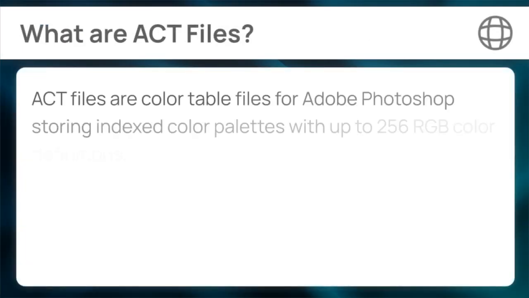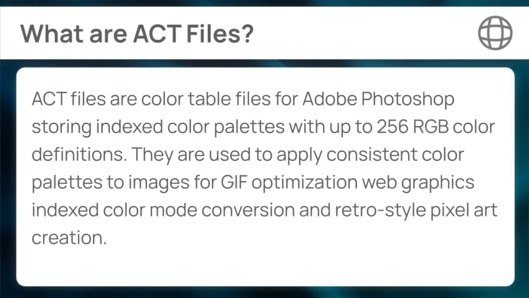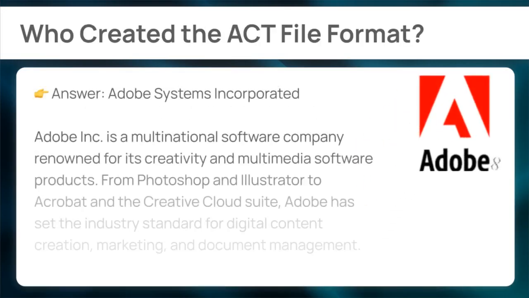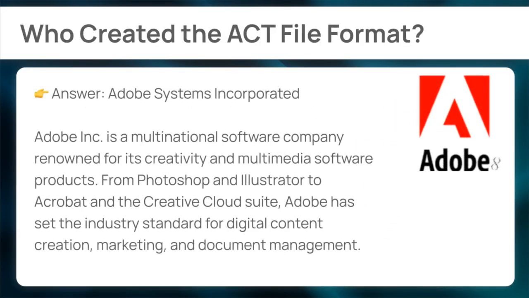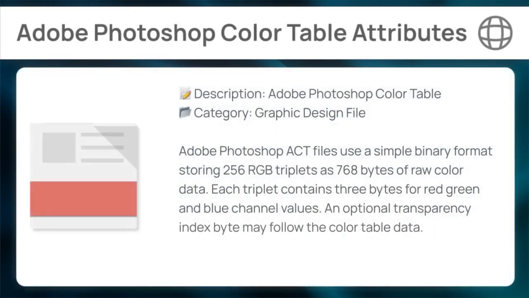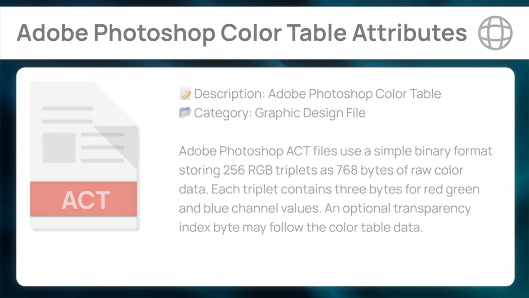ACT files are color table files for Adobe Photoshop, storing indexed color palettes with up to 256 RGB color definitions. They are used to apply consistent color palettes to images for GIF optimization, web graphics, indexed color mode conversion, and retro-style pixel art creation. Adobe Photoshop ACT files use a simple binary format, storing 256 RGB triplets as 768 bytes of raw color data. Each triplet contains 3 bytes for red, green, and blue channel values. An optional transparency index byte may follow the color table data.